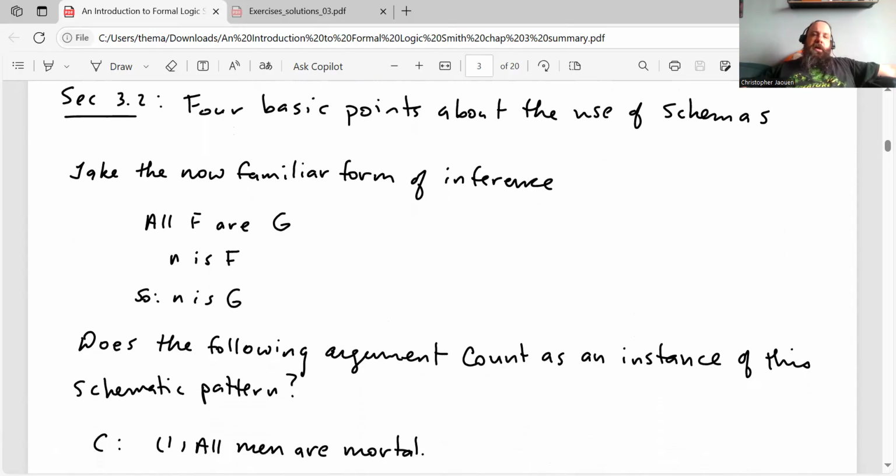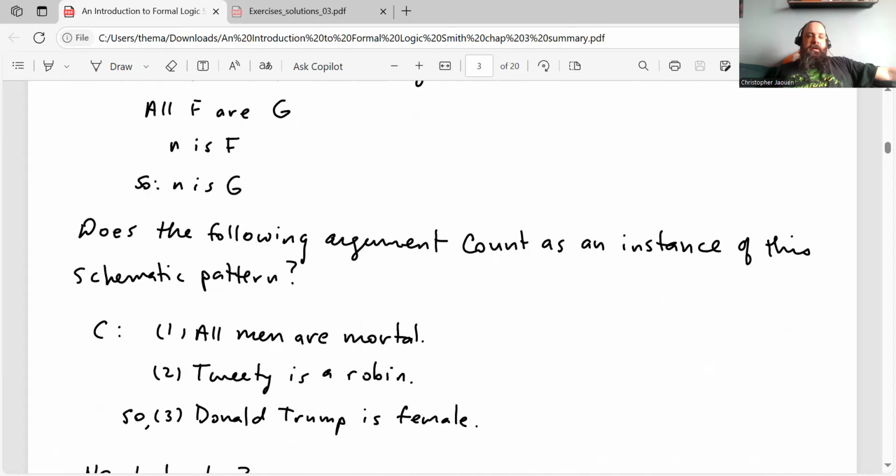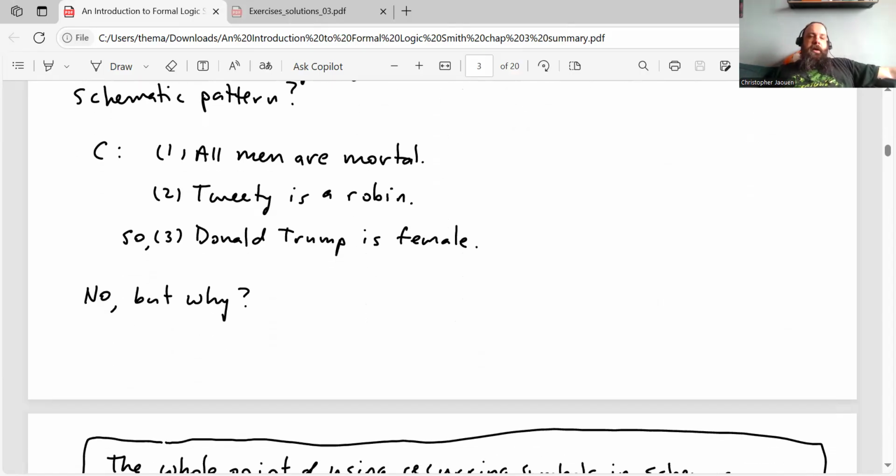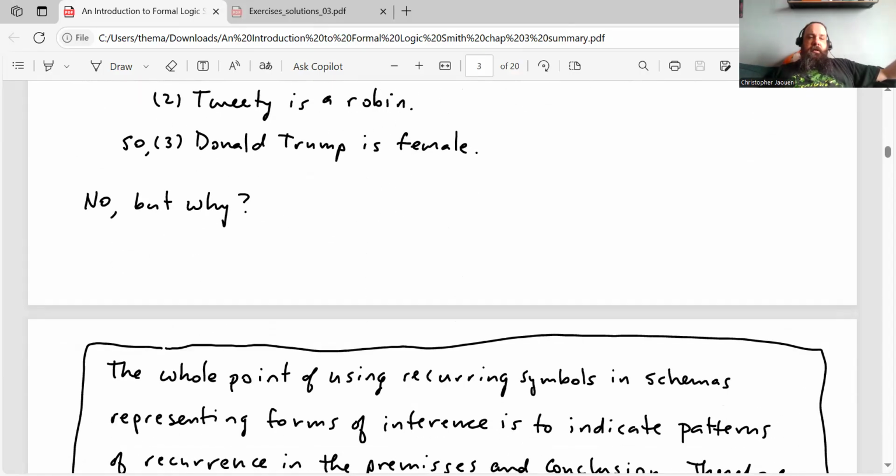So take now the familiar form of inference, all F are G, N is F, so N is G. Does the following argument count as an instance of the schematic pattern? So here's the example. He's calling this argument C. Our premises are all men are mortal, Tweety is a Robin, so the conclusion, Donald Trump is female. The argument made here does not follow. It's not an instance of the schema that we just talked about. But why is that the case?